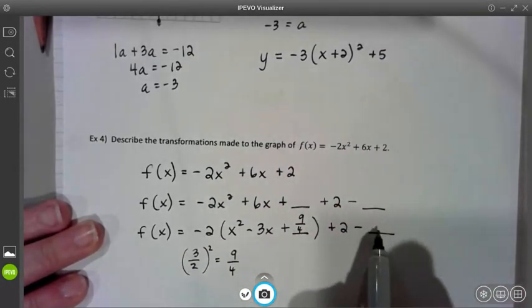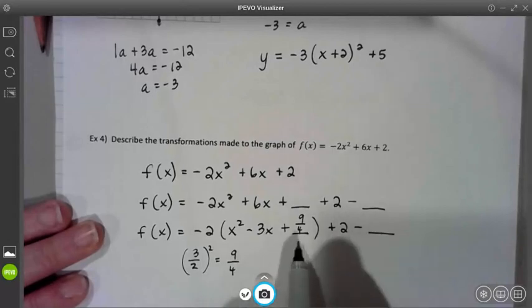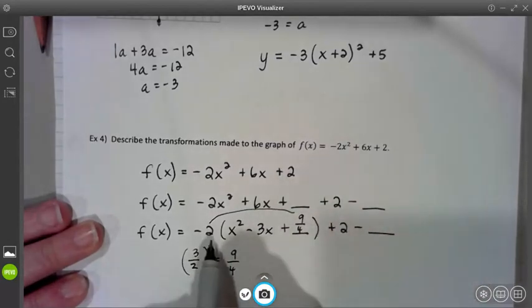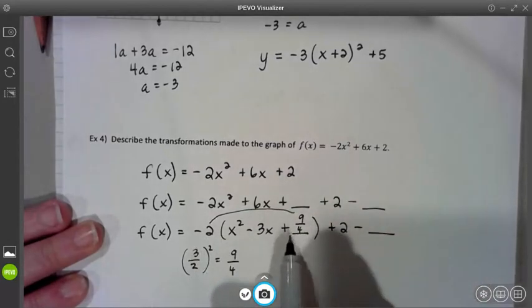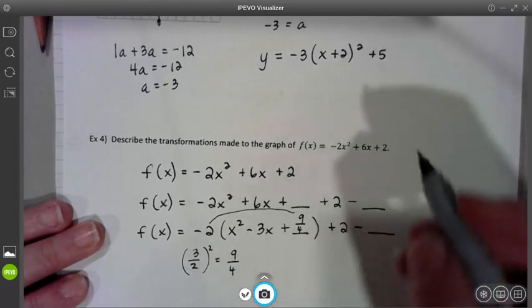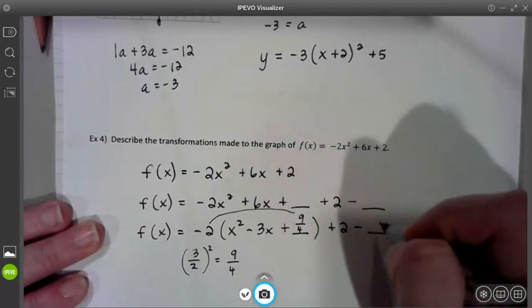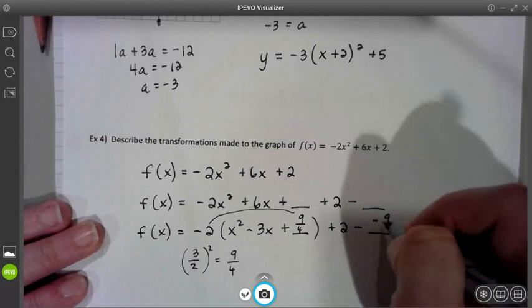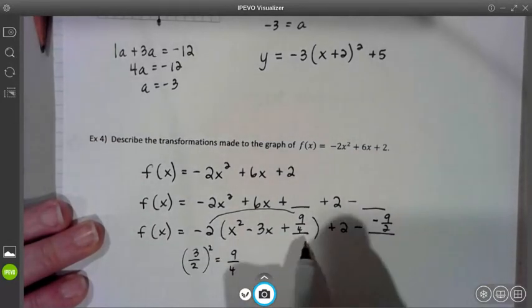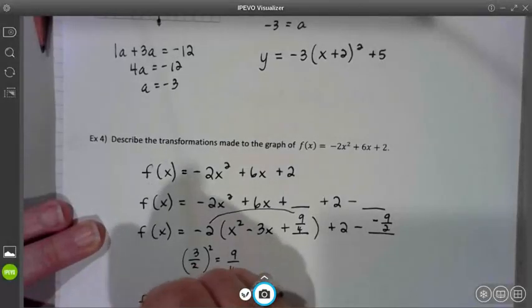Now, before you go ahead and add 9/4 to this side, you have to remember you didn't really add 9/4, because if you ever multiply the -2 back in, -2 times positive 9/4 is -9/2. The 2 and the 4 will reduce. So you really are adding a -9/2. So I better minus a -9/2 as well on that side. All right, so now this is a perfect square trinomial, so it'll complete the square.